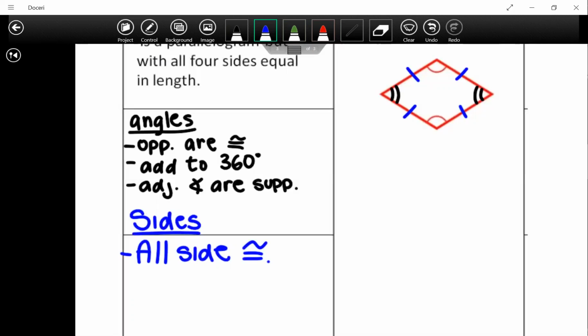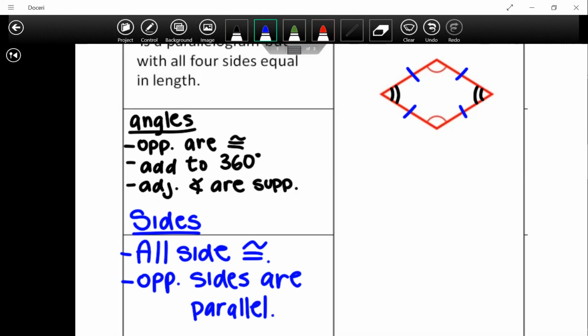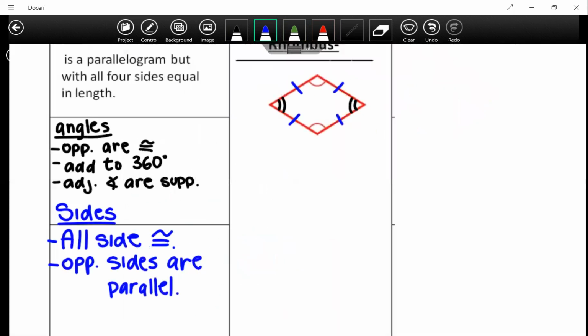The only other thing I could say, because it is a parallelogram, what do we know about the sides? Opposite sides are congruent. Or sorry, opposite sides are parallel, not congruent. Or yes, they're both, I guess. Sorry. Late night last night. Okay. Opposite sides are parallel. And then we're going to talk about just the last thing, diagonals for this case.